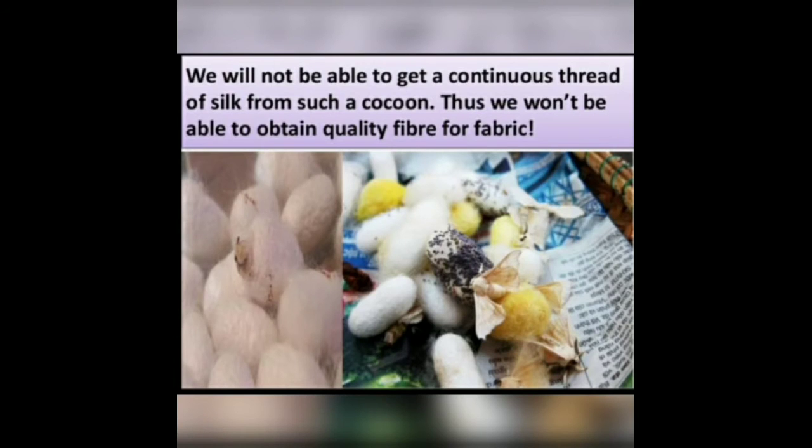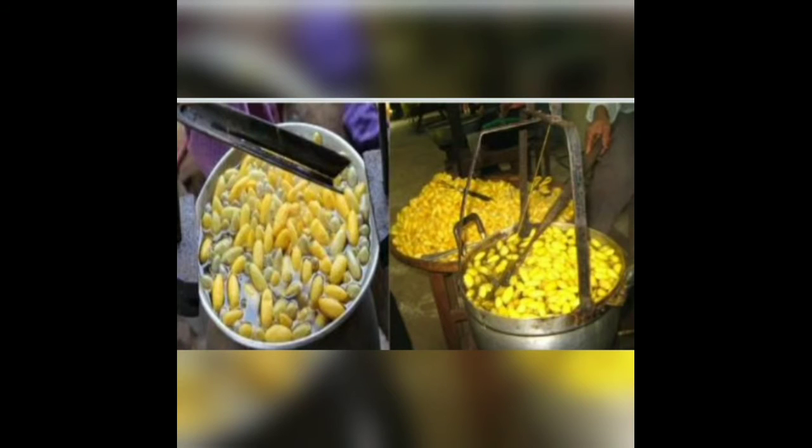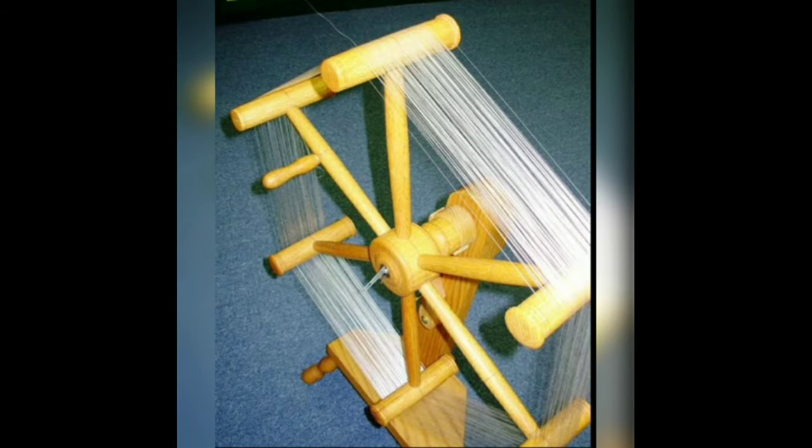Here you may get a doubt: what happens if the larva is not killed inside? The answer is, if they are not stifled, then the larva inside cuts its way out after growing into a moth and spoils the cocoon. We will not be able to get a continuous thread of silk from such a cocoon. Thus, we won't be able to obtain a quality fiber for fabric. Stifling helps us to store the cocoons for a long time. This process is usually done in reeling centers. These cocoons are kept in sealed bags and sold at the cocoon center.